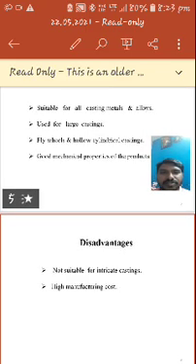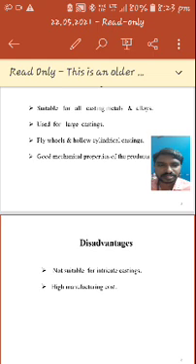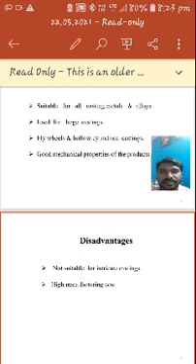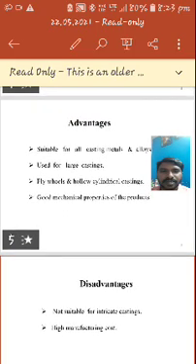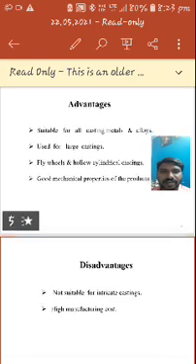It is used for large castings, large size castings. It is mainly used for flywheels and hollow cylindrical castings. Good mechanical properties of the product can be achieved by using centrifugal casting. So these are the advantages.